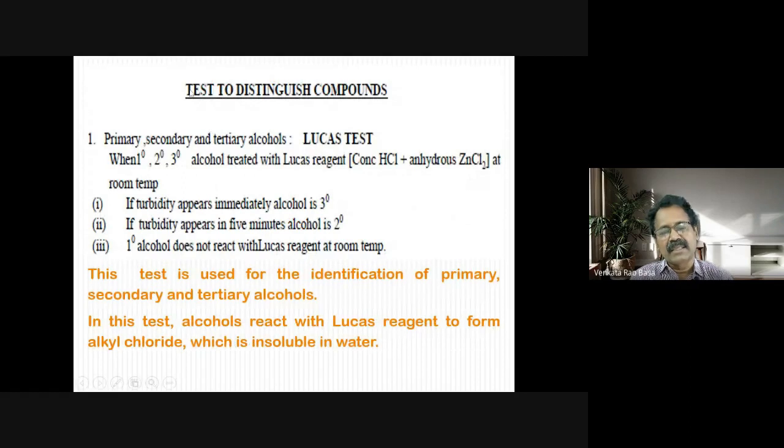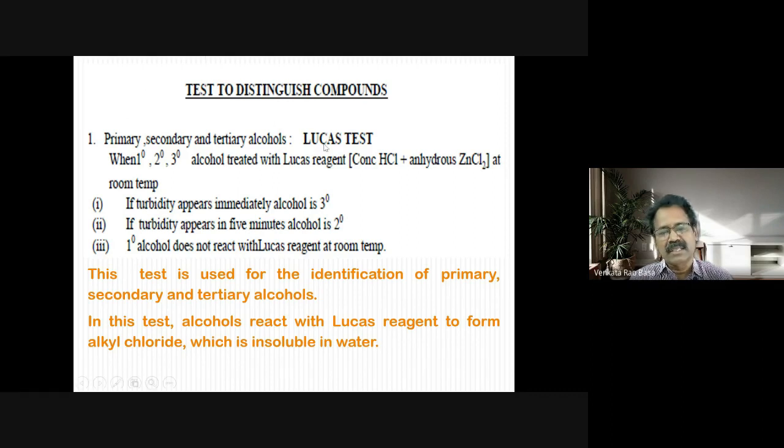Next, there are certain tests to distinguish between primary, secondary and tertiary alcohols. These can be called reactions of alcohols, and at the same time methods to distinguish between them. That means identifying primary alcohol from secondary alcohol, and secondary alcohol from tertiary alcohol. We have several tests: the Lucas reagent test, a test with potassium permanganate, the Victor Meyer test, and the ceric ammonium nitrate test. All these tests are useful for your practicals also. Okay, let us see them one by one.